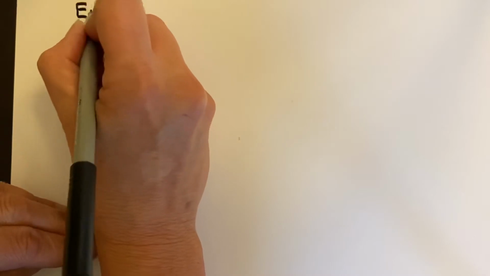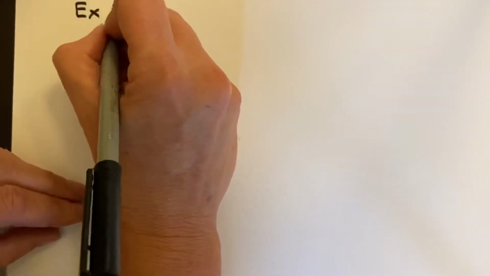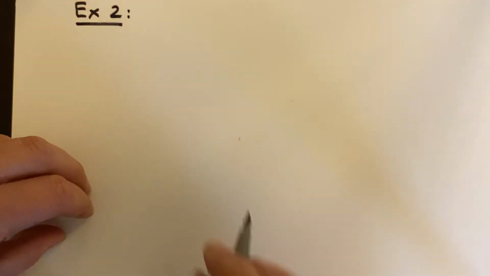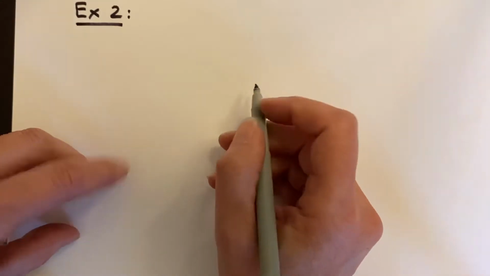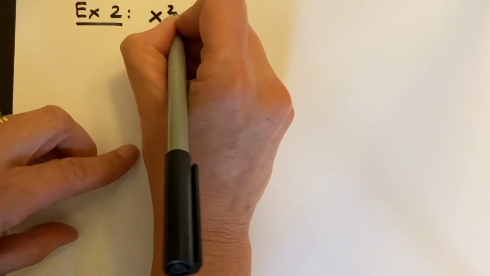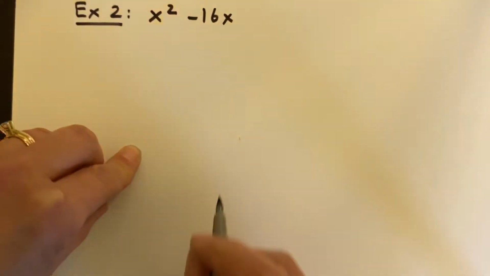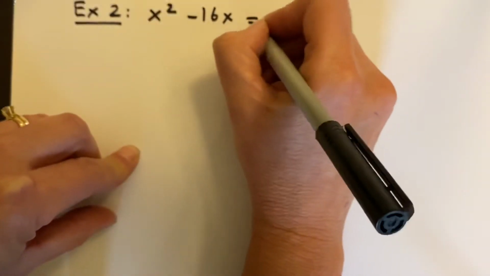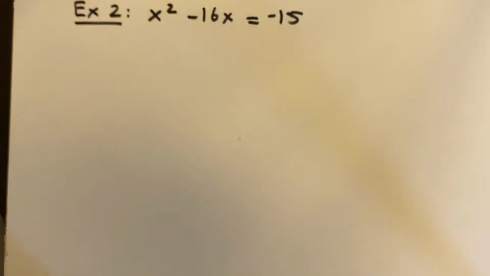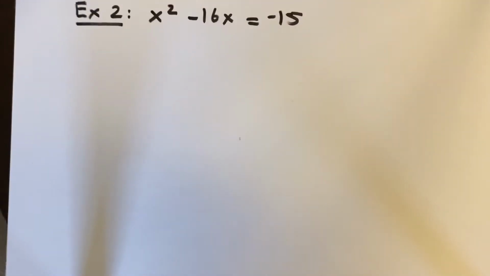So far, we've learned how to find C in order to have a perfect square trinomial. Now we're going to look at actually using this to complete the square and solve. So x squared minus 16x equals negative 15.